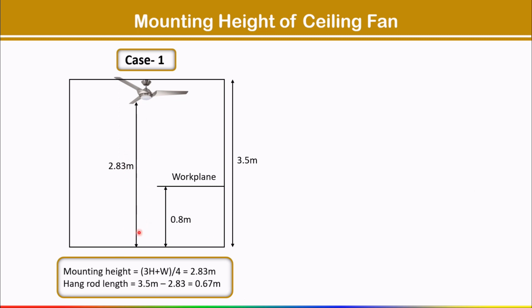2.83. Okay, now to calculate the hang rod length, the rod which we are using to hang the fan, how do we find it? Simple: total room height minus the mounting height of the fan blade. So you will get 0.67 meter. That much rod length is given.